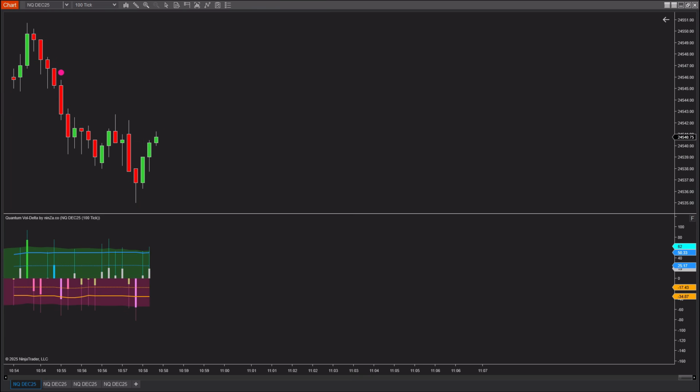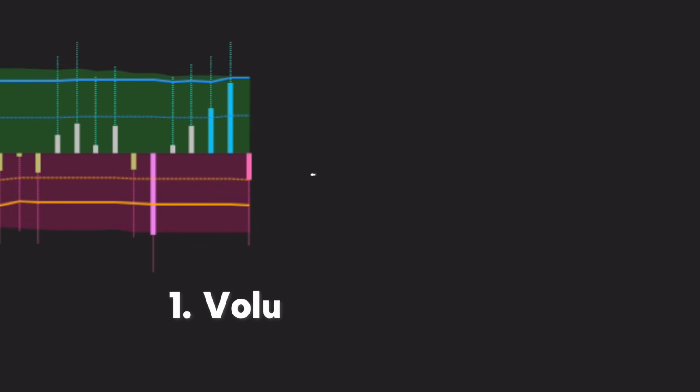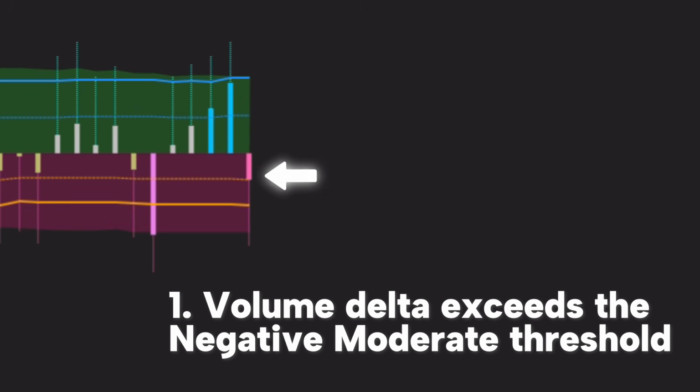In the same way, even for the moderate negative delta signal, we apply the very same conditions. This ensures that every signal generated is consistent and much more reliable, rather than being based on just a single factor. The first condition is still the same. The candle's delta volume must cross the negative moderate threshold. This is the basic confirmation that selling pressure has truly shown up in the market.